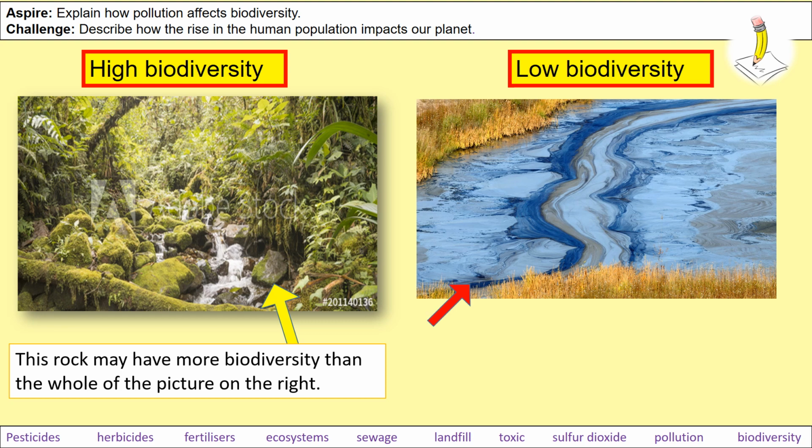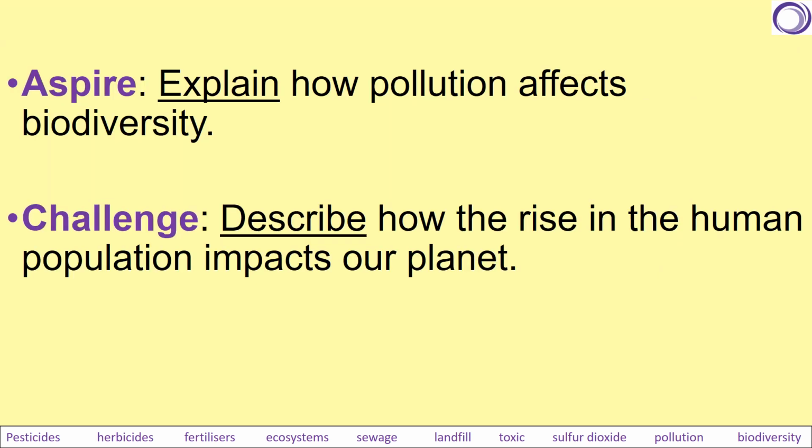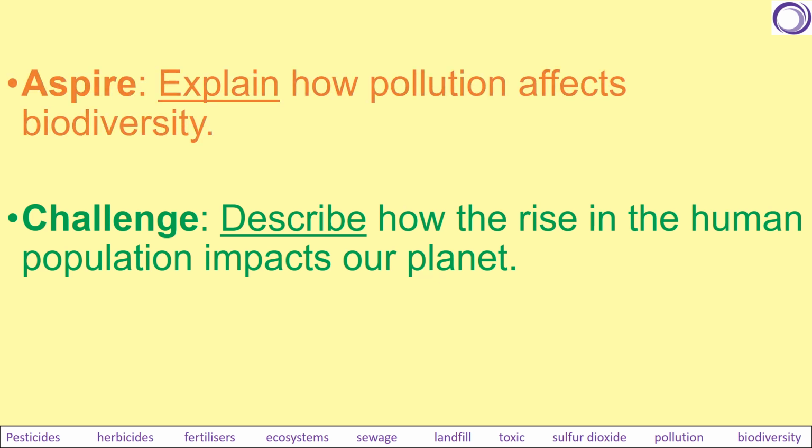There's lots of human actions, including waste production and deforestation, global warming. They're all reducing biodiversity. However, it's only recently that we've started taking measures to stop this from continuing. You should now be comfortable in describing how the rise in the human population impacts our planet, but also be able to explain how pollution affects biodiversity.